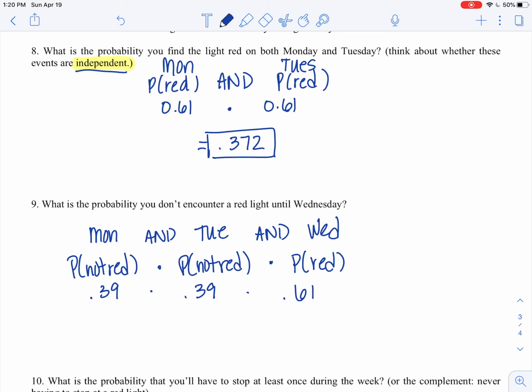When I multiply all these together, I get 0.093, okay, or 9.3% chance that I'm only going to get a red light on Wednesday. What's the likelihood of that? Very unlikely. It means that as you pull up on Monday and Tuesday and Wednesday, it's very likely you're going to get a red light before Wednesday, okay? Because it's saying right here, if I only get a red light on Wednesday, there's only a 9% chance of that happening.